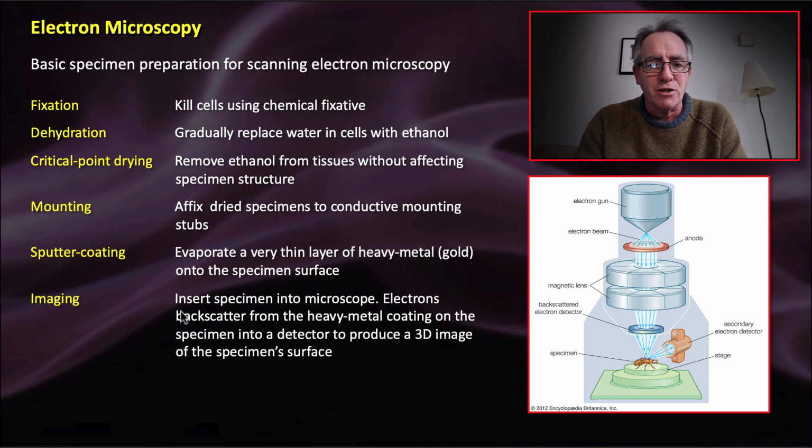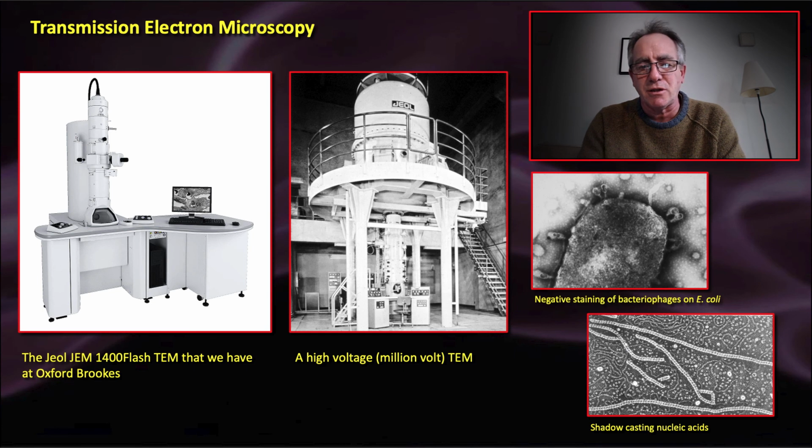Then it goes into the specimen holder of the microscope. You blast the electrons down onto the specimen. The gold deflects them into the detector, and the beautiful, beautiful three-dimensional image is produced.